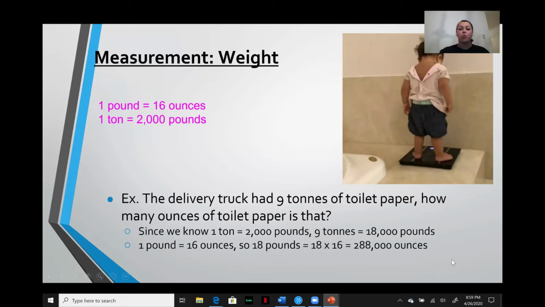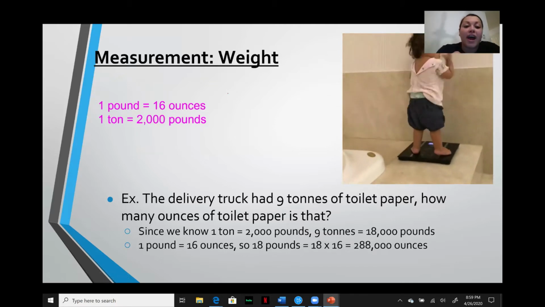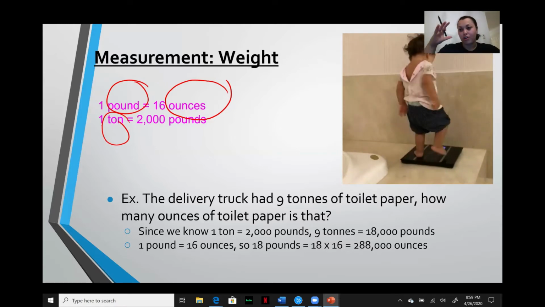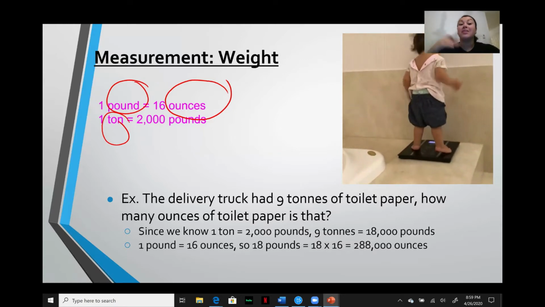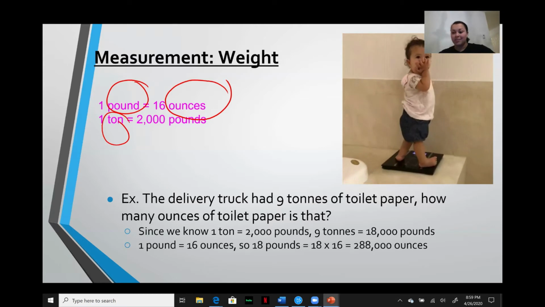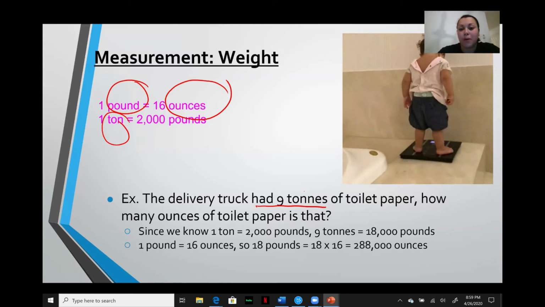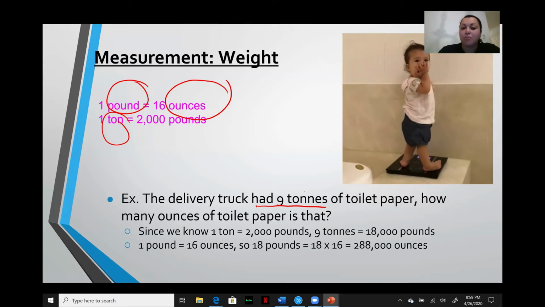So now let's talk about weight. So we have ounces, then we have pounds, and then we have tons. So those are the smallest to largest increments that we typically use here in the US. So our question says the delivery truck had 9 tons of toilet paper. How many ounces of toilet paper is that?